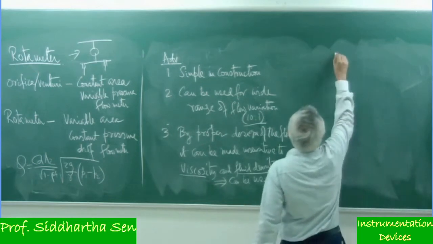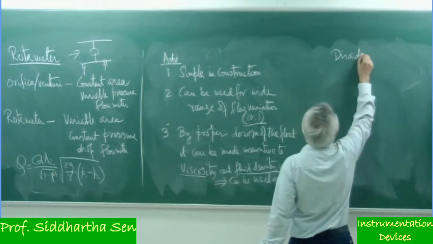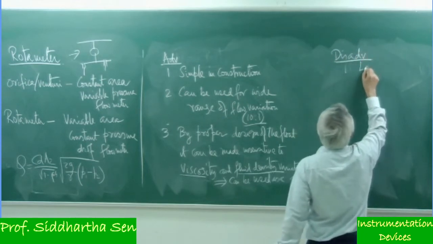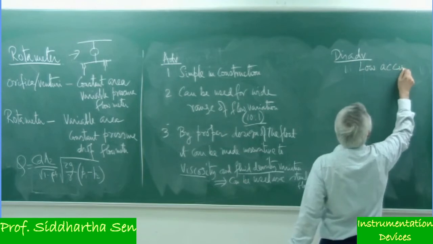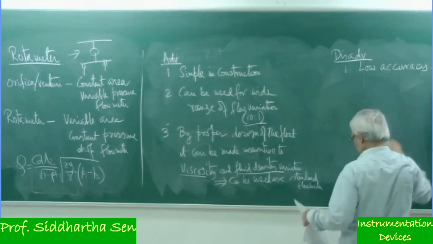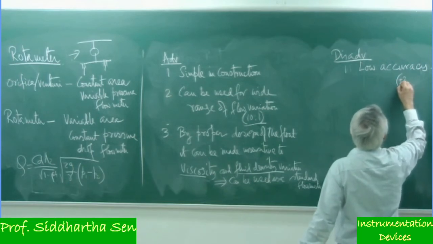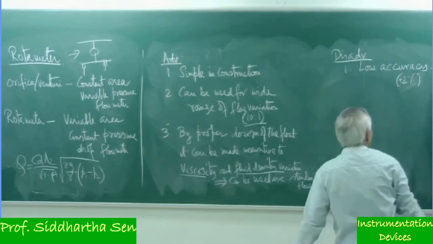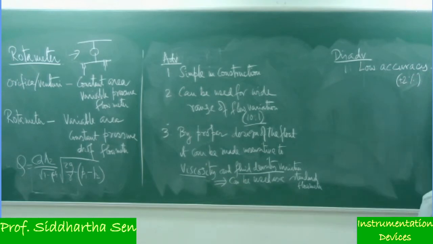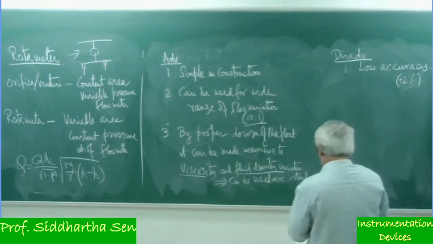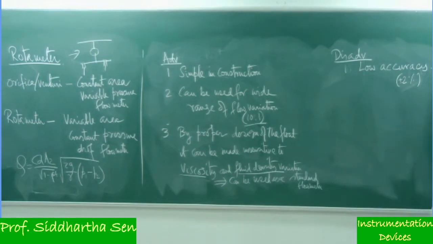But what we can say is a disadvantage is low accuracy, around plus minus 2% accuracy. On the other hand, we look for less than 1% accuracy for any instrument here. Now let us see how does it work there.